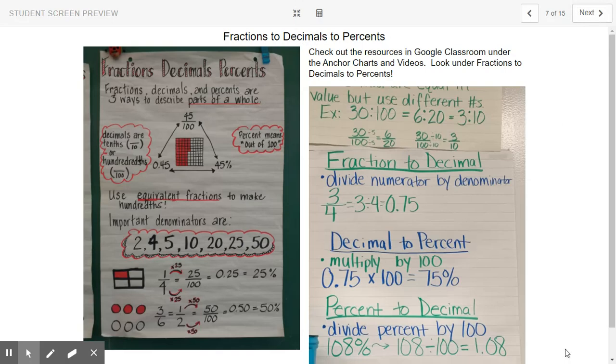And now we're going to look at fractions to decimals to percents. So you have to be able to do this. And there are some resources in Google Classroom under the anchor charts and videos. You want to look for fractions to decimals to percents.